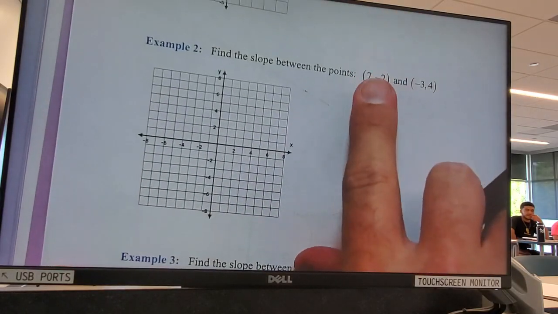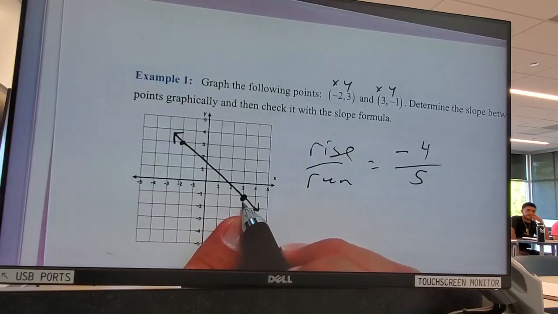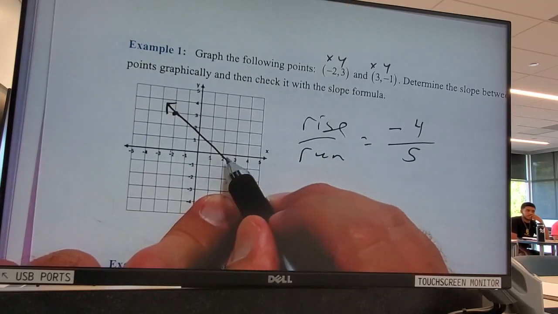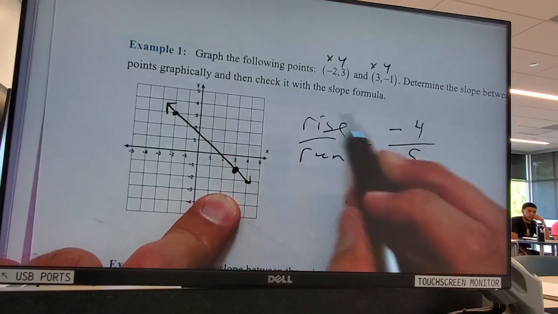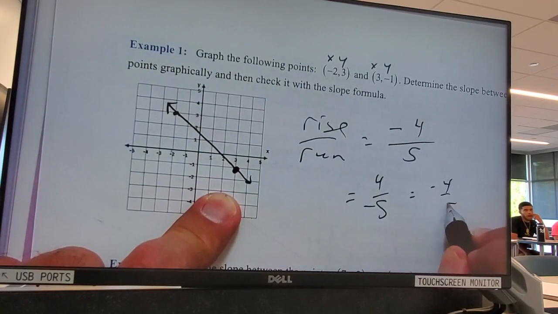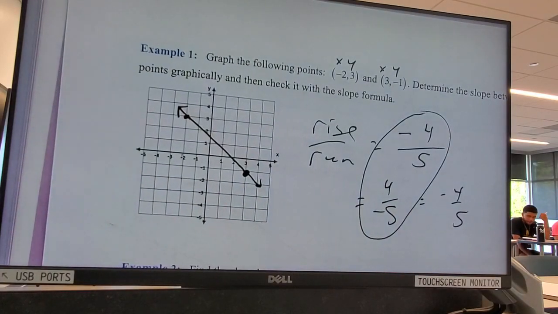This one, okay, wait. Up here. We started there, we went here. What if I start here? I go up, so I rise 4, yes? And then I go back 5. Now, real quick, math sees those 2 as the same thing, yes?